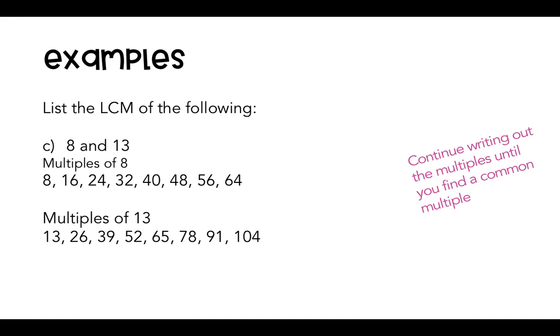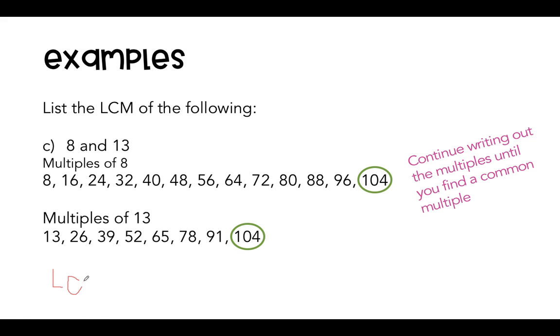So we're going to continue writing out the multiples of each until we find a common multiple. Let's start by continuing with 8. If I go 72, 80, 88, 96, and 104, I can see here that 104 is common in both. So I don't need to write any more multiples of 13, because we know that right there the common multiple is 104.